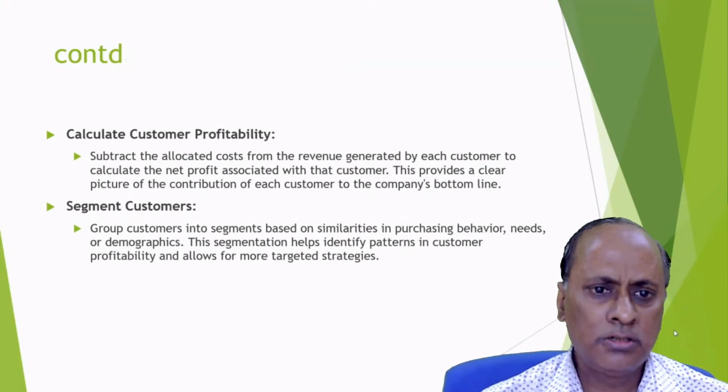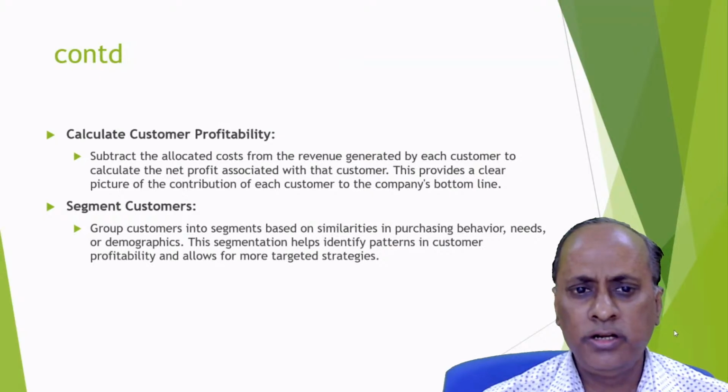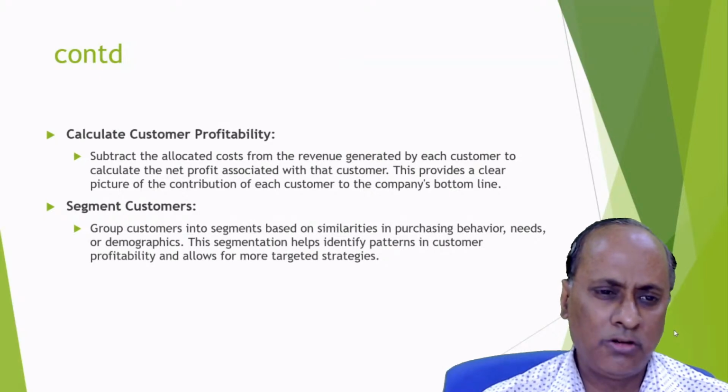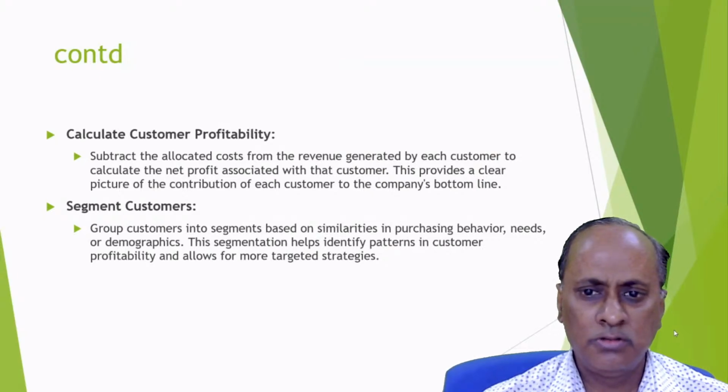Then calculate customer profitability. Subtract the allocated cost from the revenue generated by each customer. So calculate the net profit associated. This provides a clear picture of the contribution. The allocated revenue minus allocated cost gives you the net profit. This provides a clear picture of the contribution of each customer to the company's bottom line.